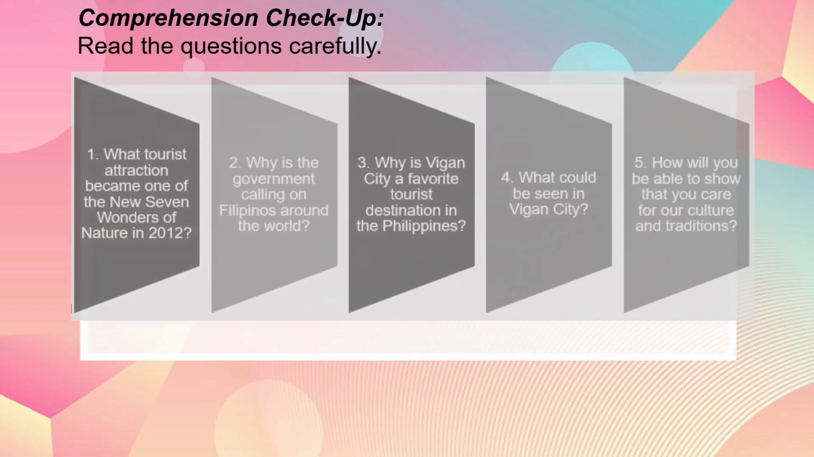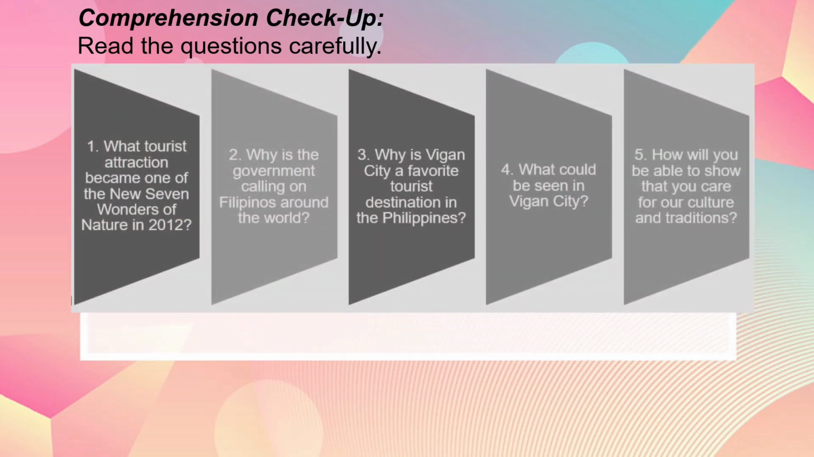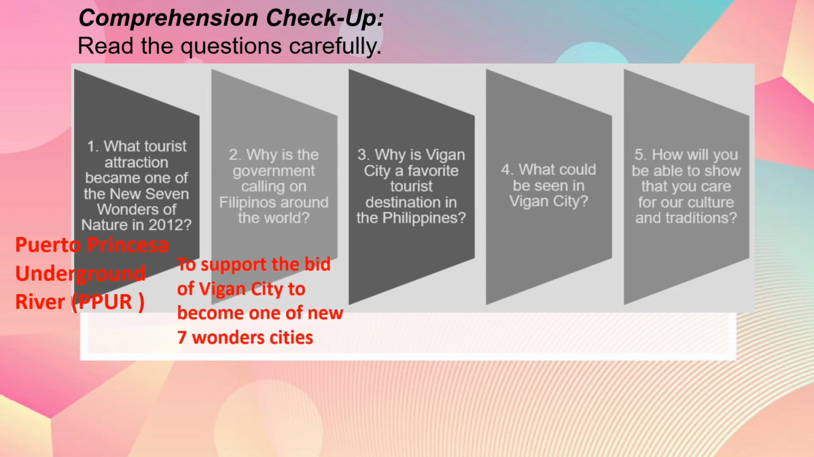Now let's answer the comprehension checkup. Read the questions carefully. Number 1. What tourist attraction became one of the new 7 wonders of nature in 2012? Correct. It's Puerto Princesa Underground River, or PPUR. Number 2. Why is the government calling on Filipinos around the world to support the bid of Vigan City to become one of the new 7 wonder cities?